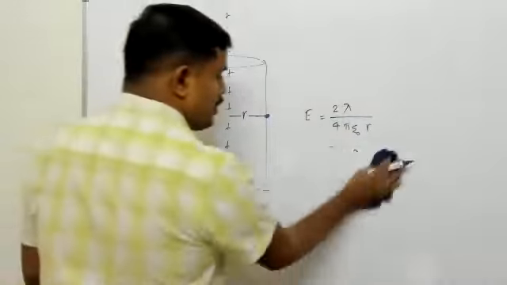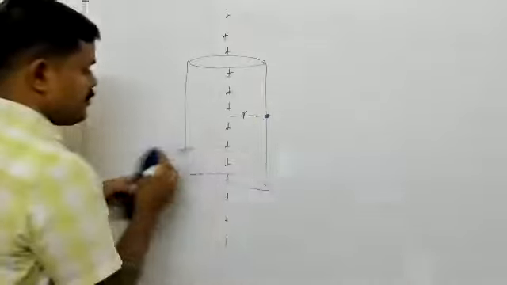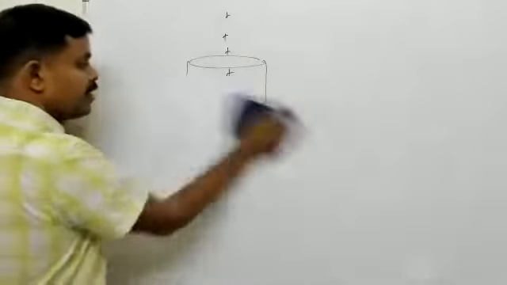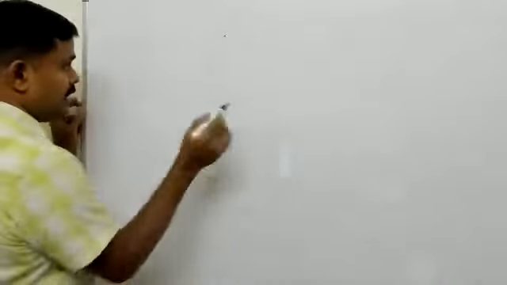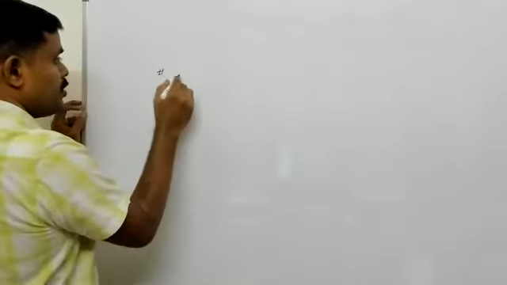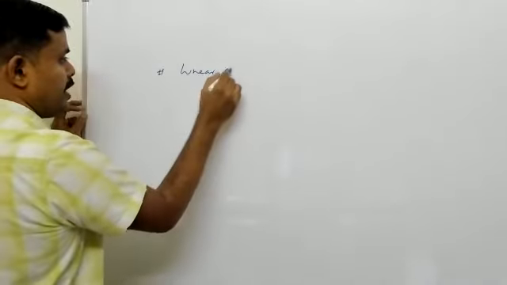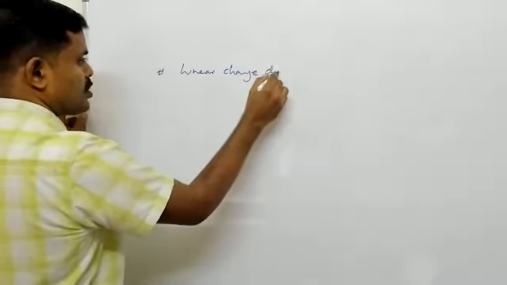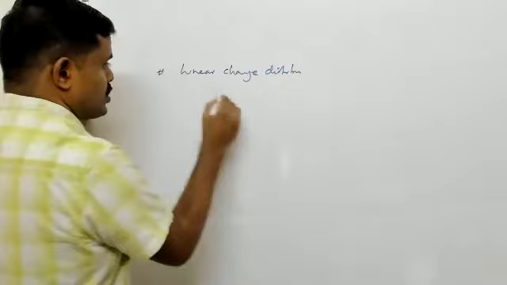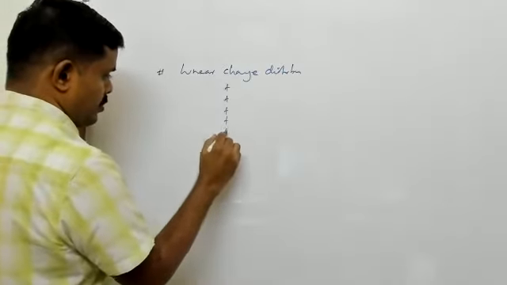Equation number 2, field due to line of charges. You have to write this down. Write as I do. First point, due to linear charge distribution. This is linear charge distribution, okay?